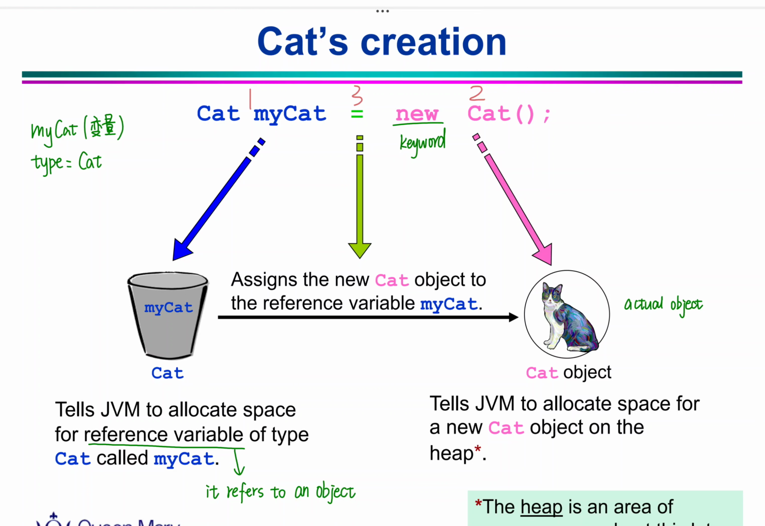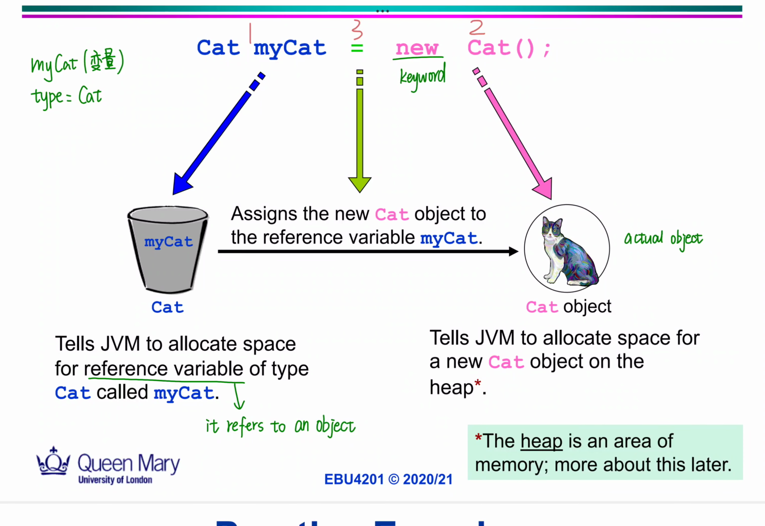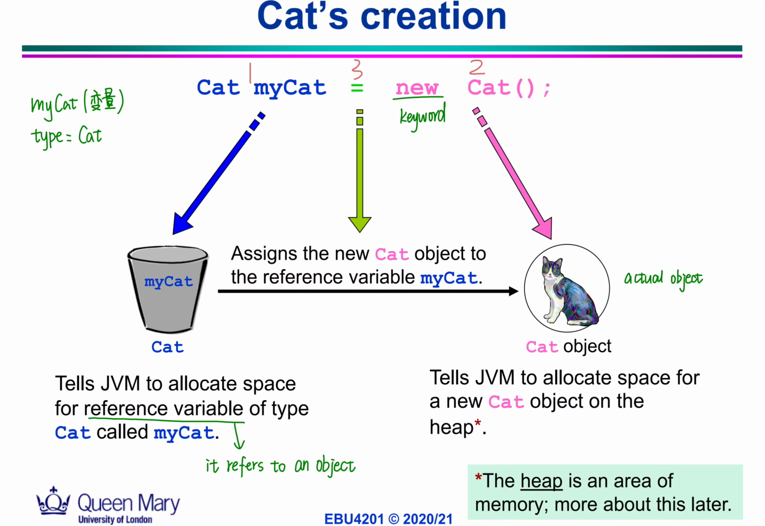And the first thing is we have some space, and new Cat means that we make new objects. The equals sign means assign. So we assign the Cat object to the space, and so allocate space for a reference variable. Reference variable means it refers to an object.